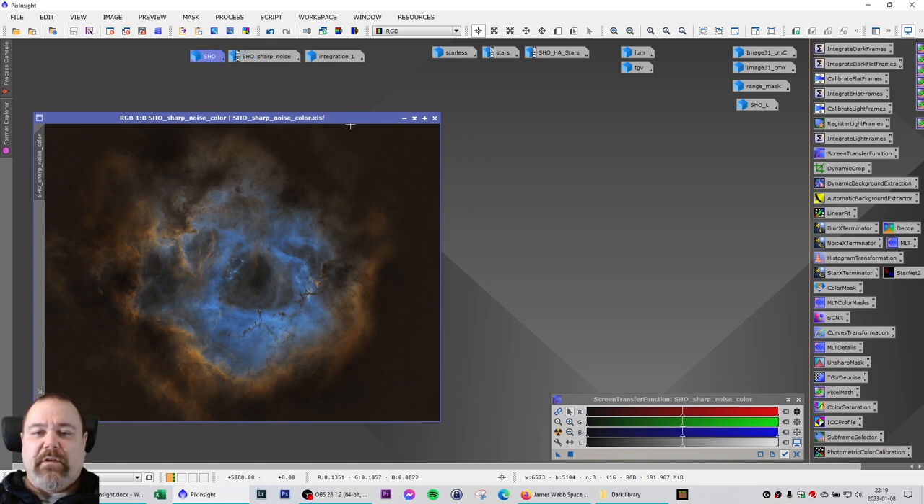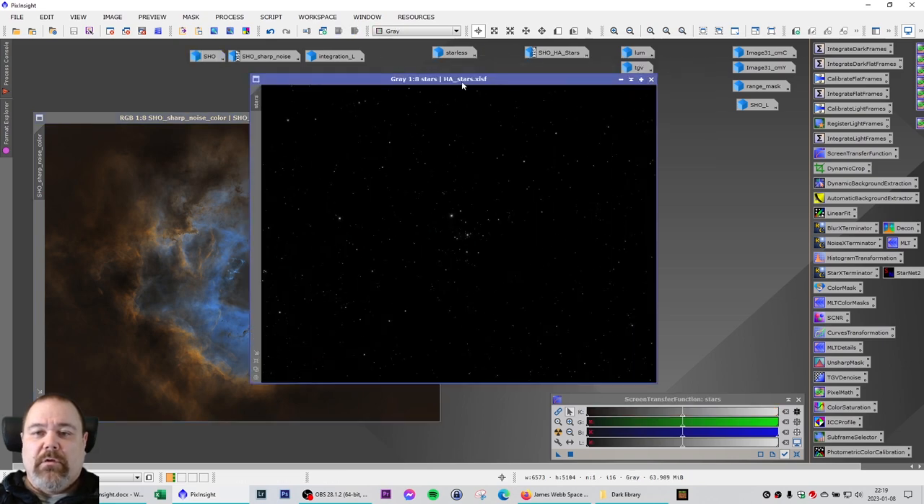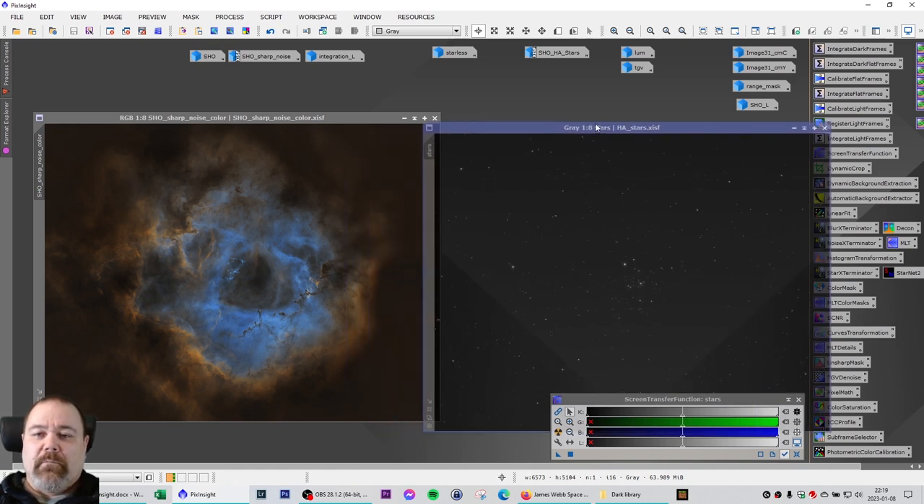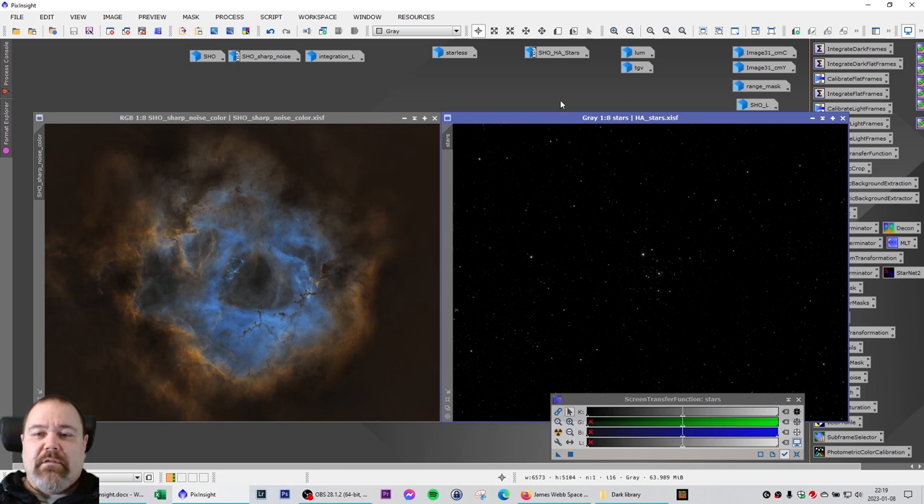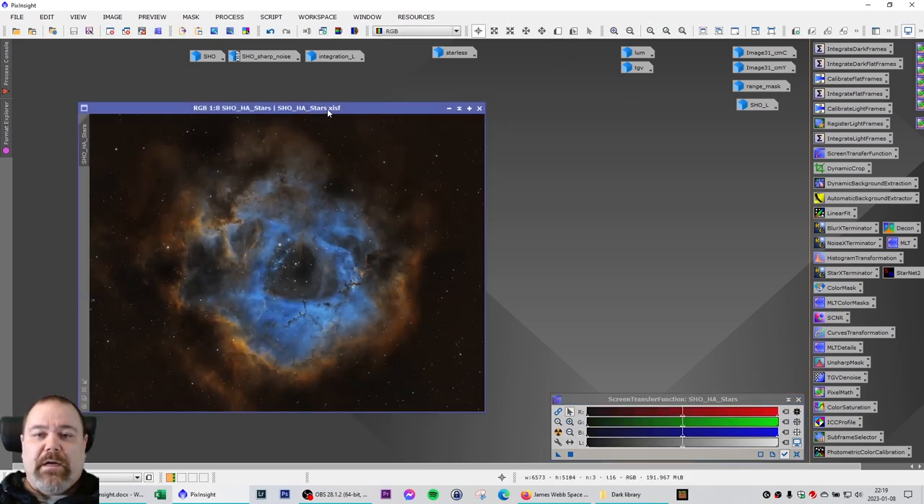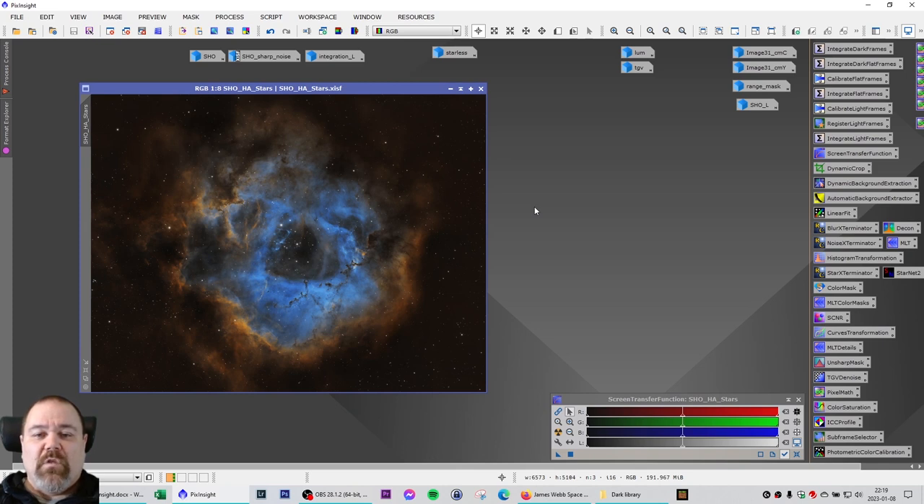Since I'm only using narrowband data and I'm not really a fan of SHO stars, I'm going to use the HA stars, and I'm not going to reduce them any further because I've already run the Blur Exterminator on this image. So the stars are already reduced. So I used pixel math here to combine the HA stars with this SHO starless image. And this is the final result that I ended up with. I've also adjusted the colors again a couple of times, and I've adjusted the curves to increase the contrast in this image.